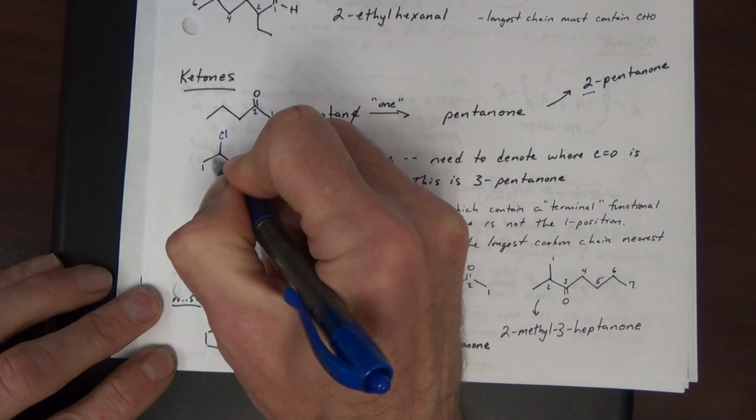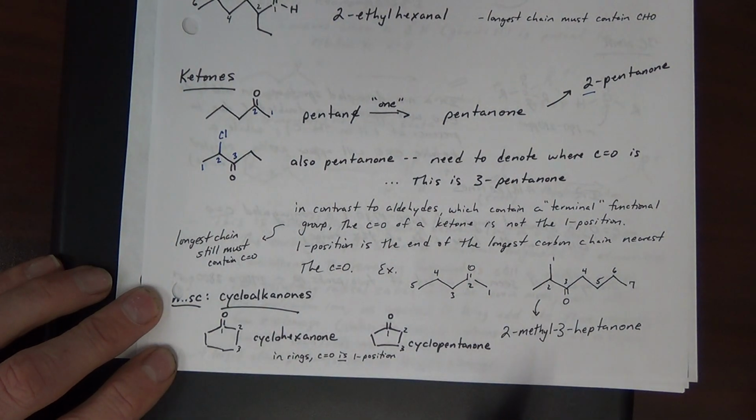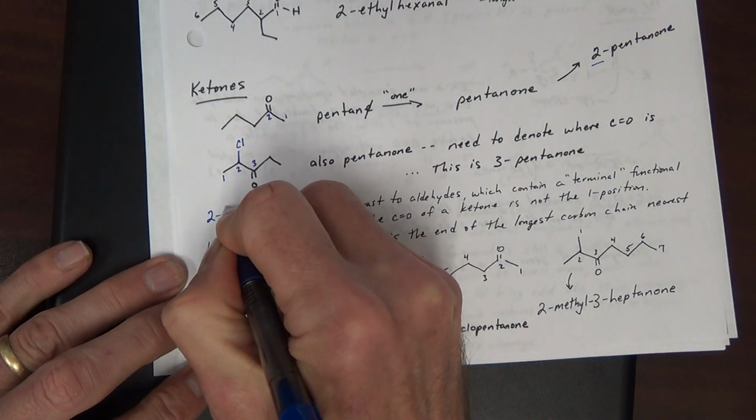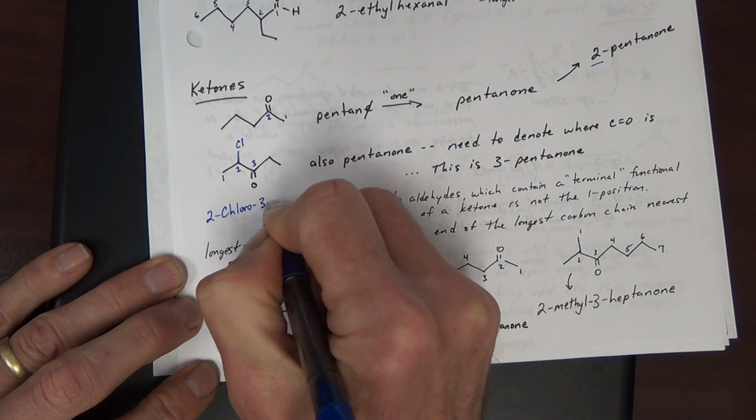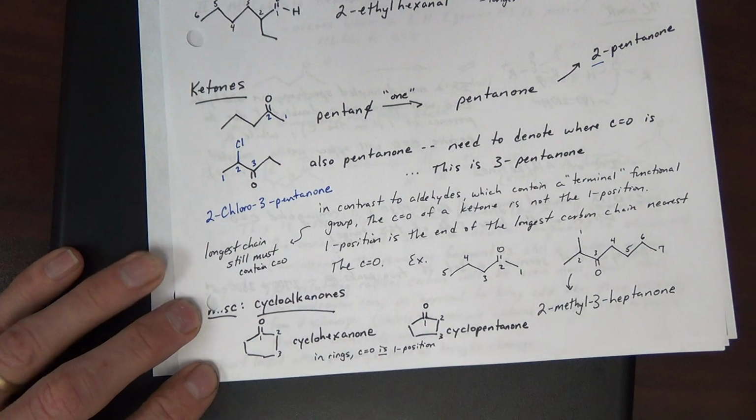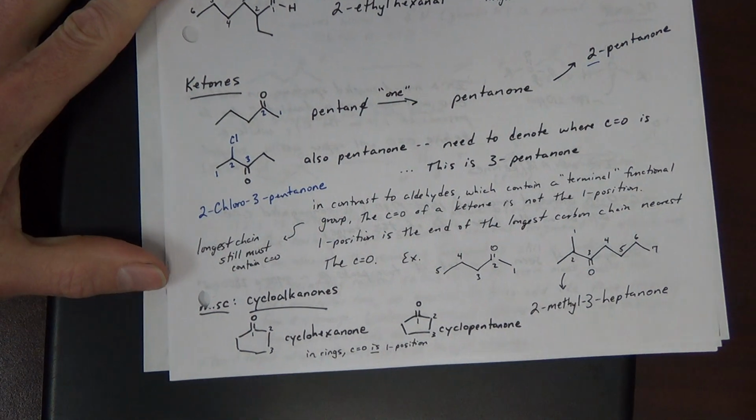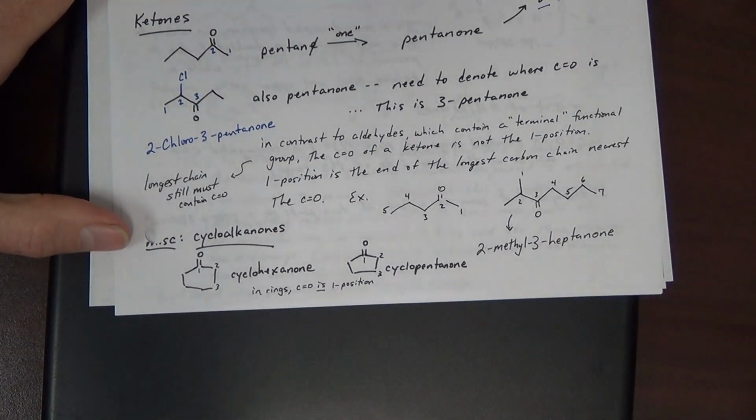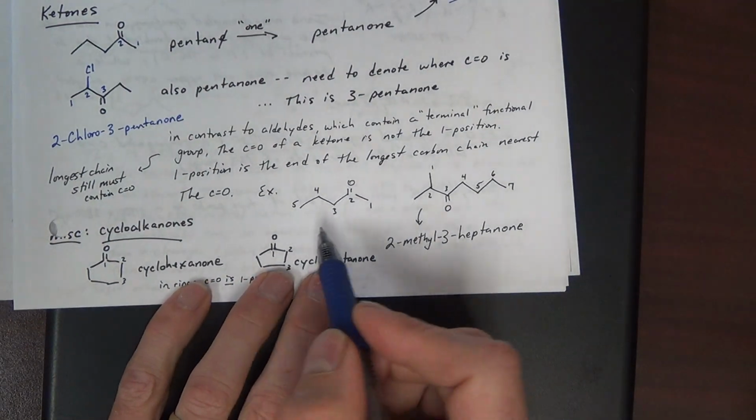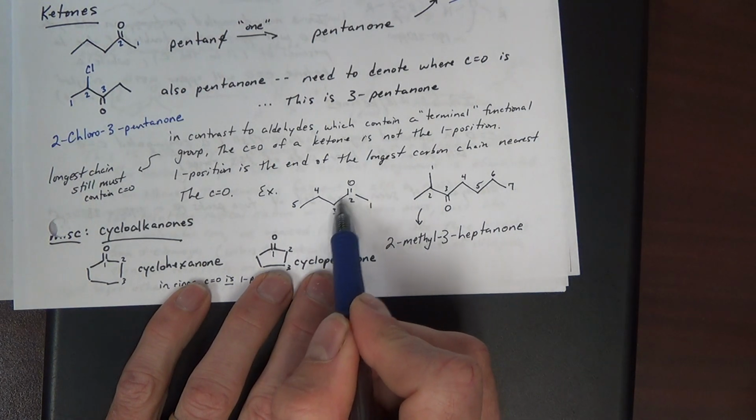Either one. So we're going to look for something else to help us determine which end should be number 1. We're going to make this end number 1. That way, the chlorine can be at the 2 position. Again, either way you go, it's 3-pentanone. But this would be 2-chloro pentanone. Here I have 2-pentanone, right? 1, 2, 3, 4, 5.